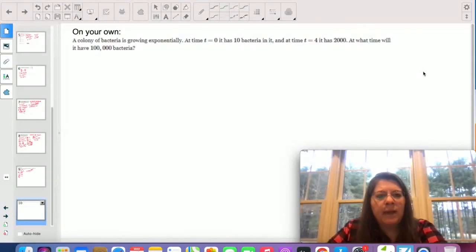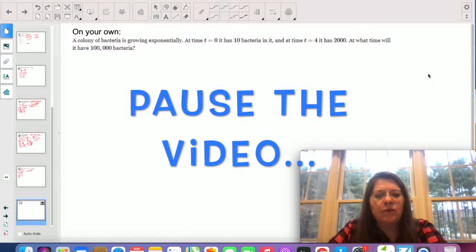A colony of bacteria is growing exponentially. At time t equals 0, it has 10 bacteria in it, and at time t equals 4, it has 2,000. At what time will it have 100,000 bacteria? So they want you to find the t value this time for 100,000 bacteria. Go ahead and pause the video, see if you can get this on your own.